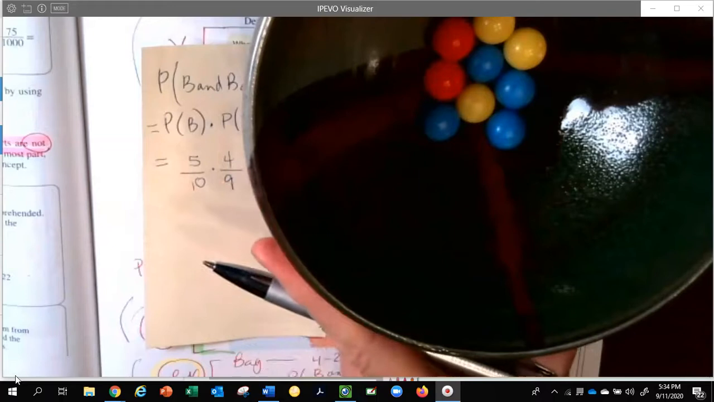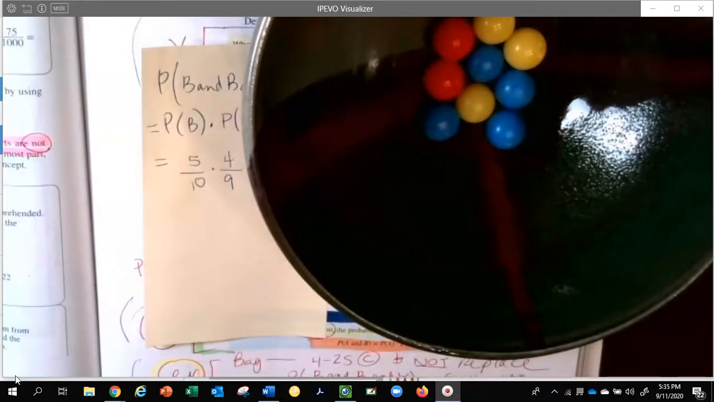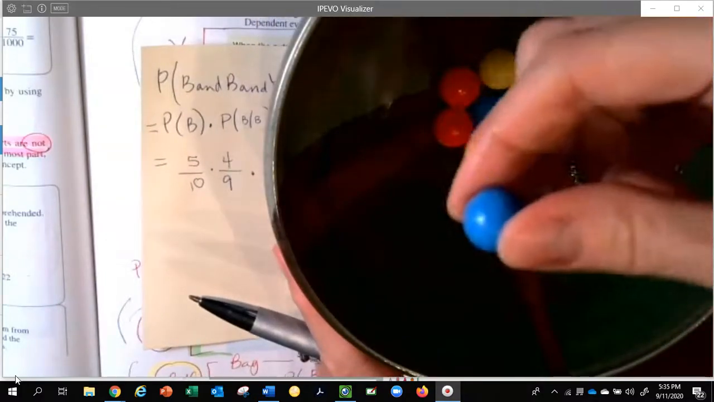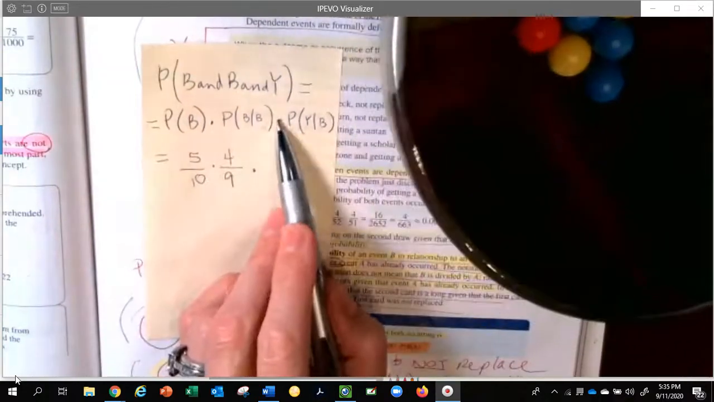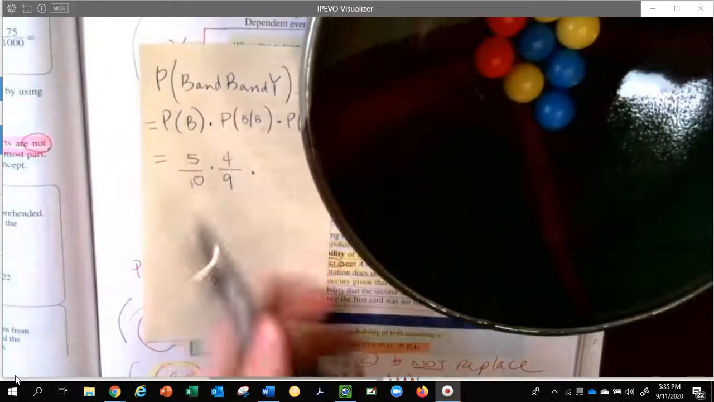Every time I draw a ball, I'm not replacing it, and that is changing the outcome of the next draw. So let's say it happened. I drew a blue ball, and I am not replacing it. And so now I need to find out what's the probability of getting a yellow ball, given that I did just get a blue ball and a blue ball.